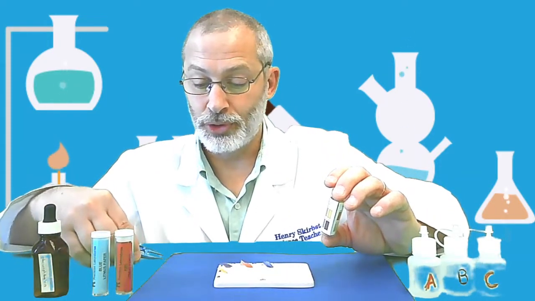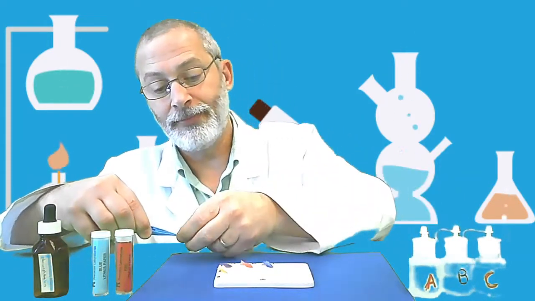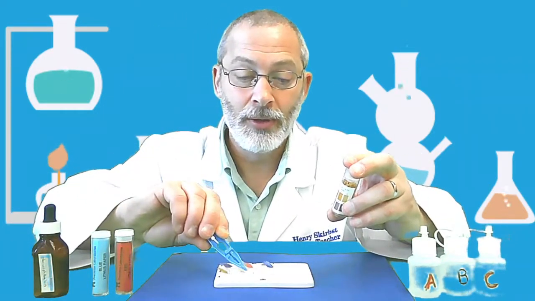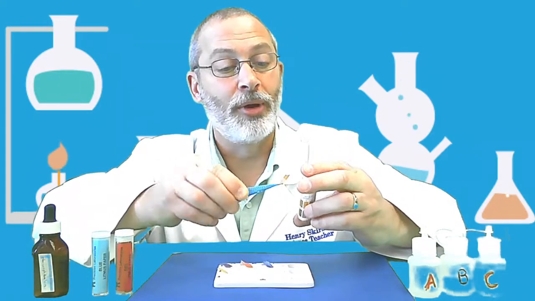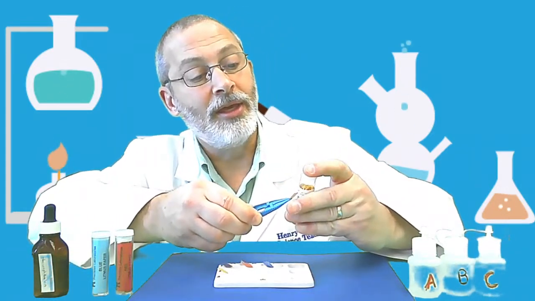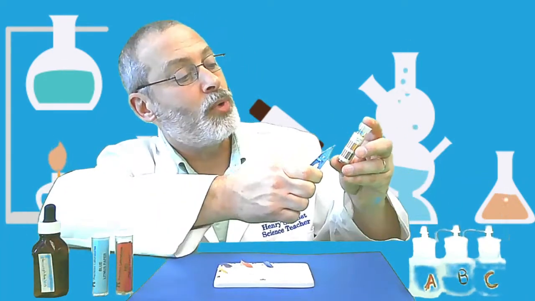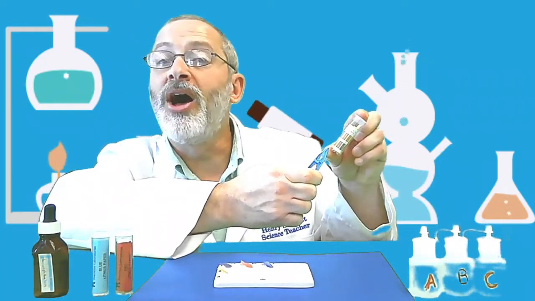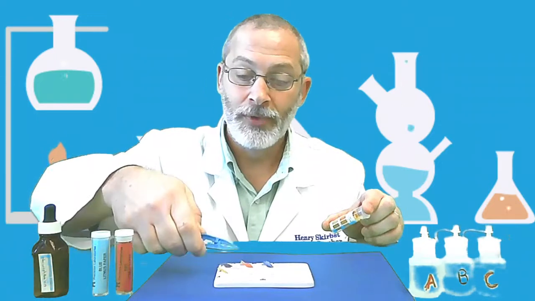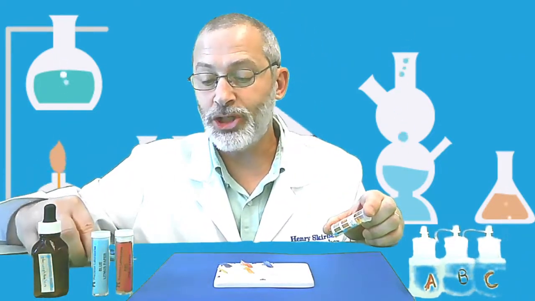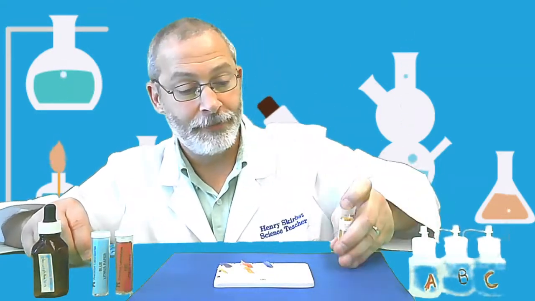Let's go to solution B. Solution B, woo, that turns a little brighter color. The solution B, I think, matches up with the color corresponding to the number 4. So solution B has a pH of 4.